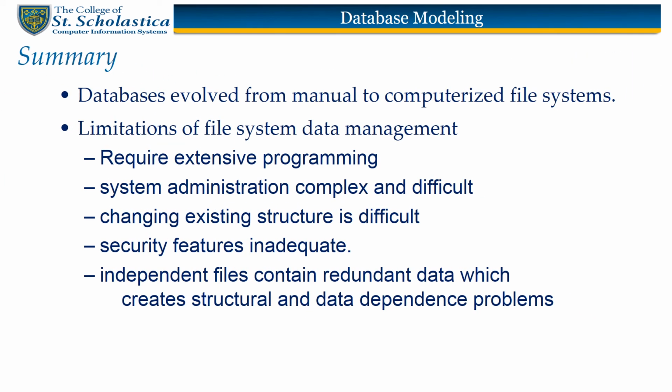In summary, databases evolve from manual and then computerized file systems. In a file system, data is stored in independent files, each requiring its own data management programs. Although this method of data management is largely outmoded, understanding its characteristics makes database design easier to comprehend. Some limitations of file system data management are that it requires extensive programming, system administration can be complex and difficult, making changes to existing structures is difficult, and security features are likely to be inadequate. Also, independent files tend to contain redundant data, leading to problems of structural and data dependency.